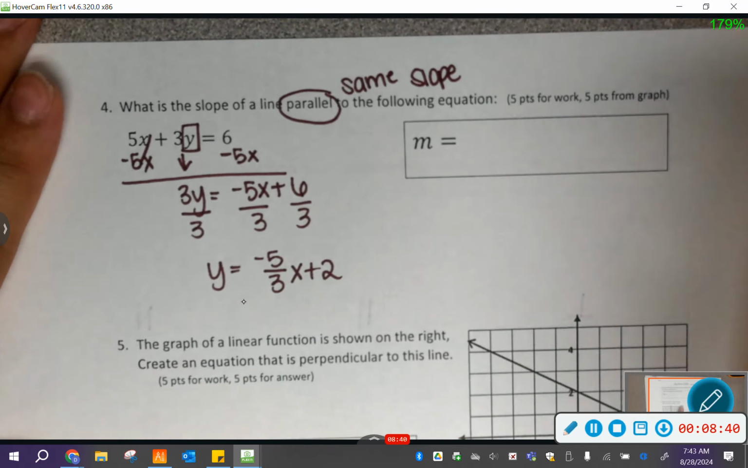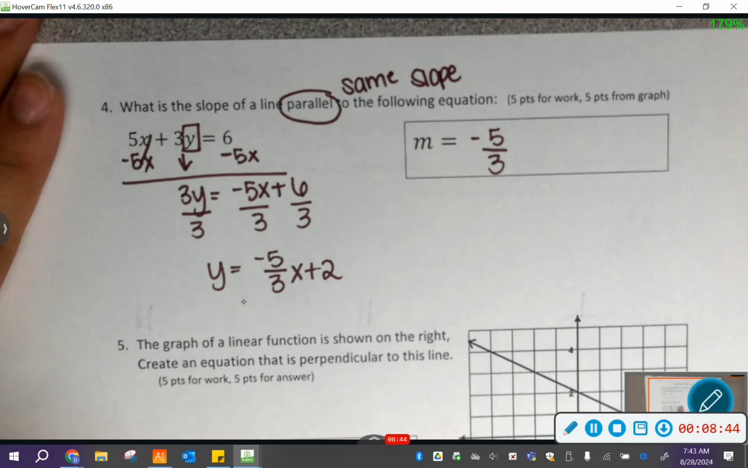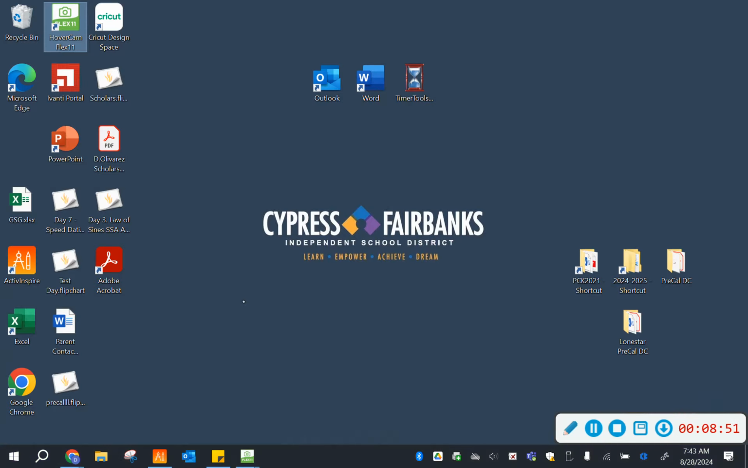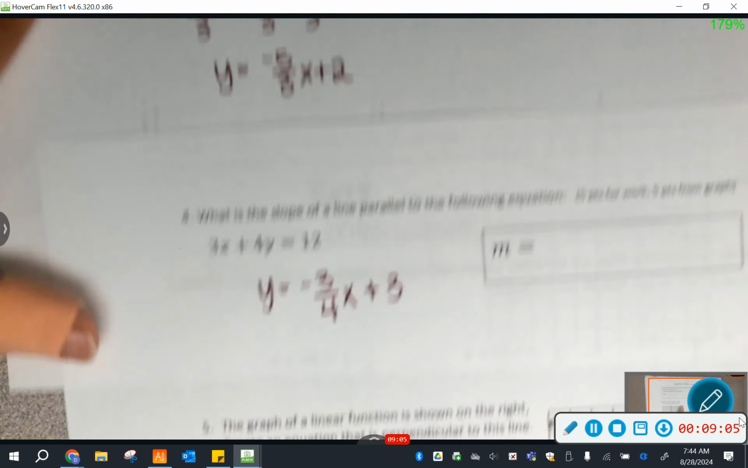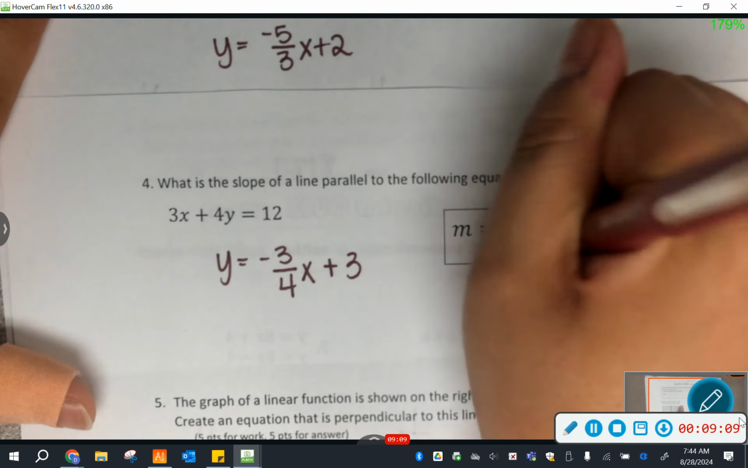When you're solving this, what's my slope? That is all you needed to write in there. It just needed the same number. If you had the other quiz, I already did it on the other one. Again, it's the same problem. You would have gotten negative 3 over 4x plus 3. Whoa, where did my screen go? There you go. So negative 3 over 4.